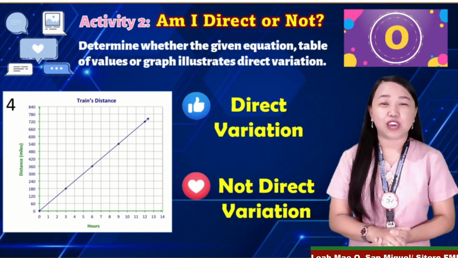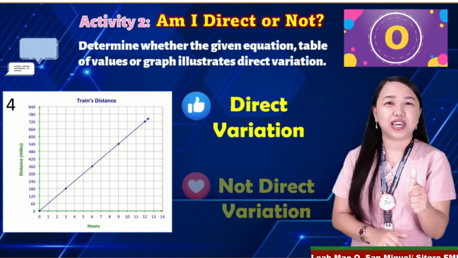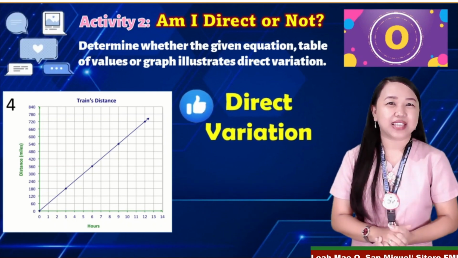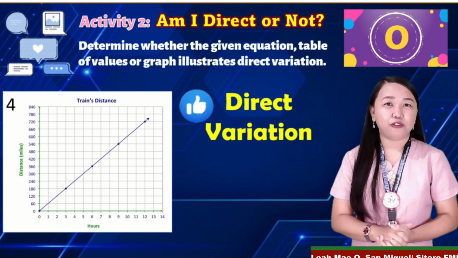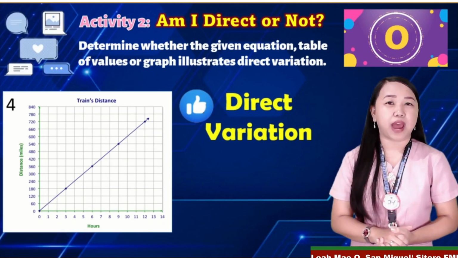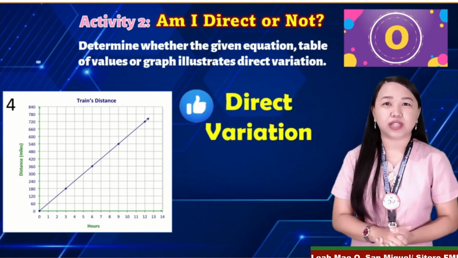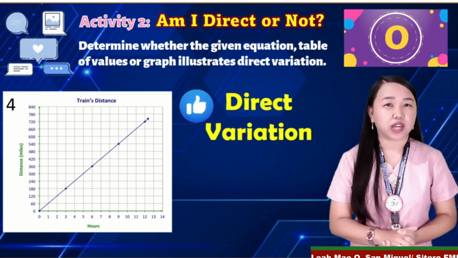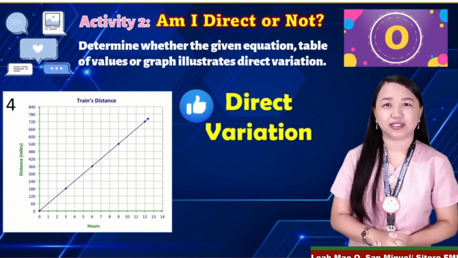Time's up! If you answered like emoji, then you're right. Excellent! The graph rises from left to right, and it is a straight line. The constant of variation is 60.